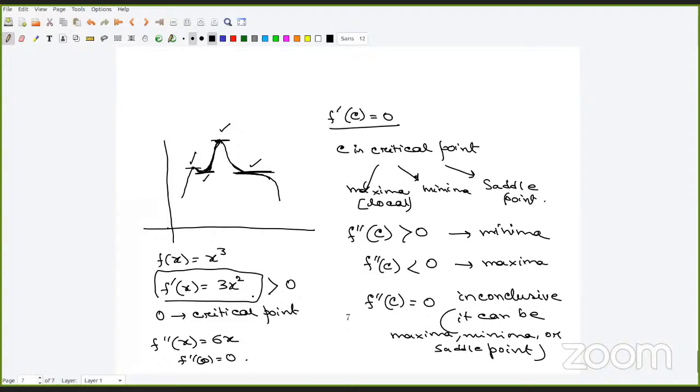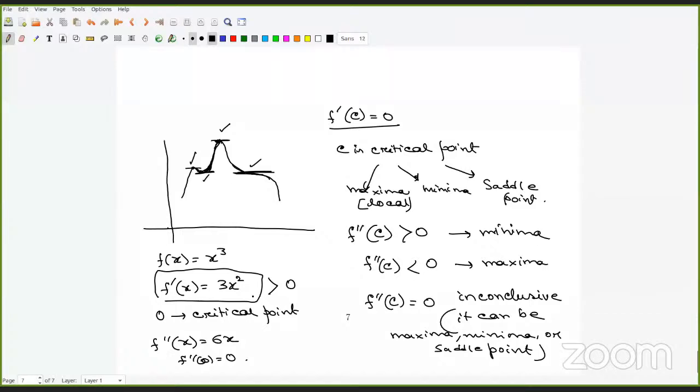So this x cube is an increasing function throughout the real numbers. That is true. There is no turning point for x cube. So that's always increasing. That means there is no local maxima or local minima. Only a saddle point is there. So 0 is the saddle point.